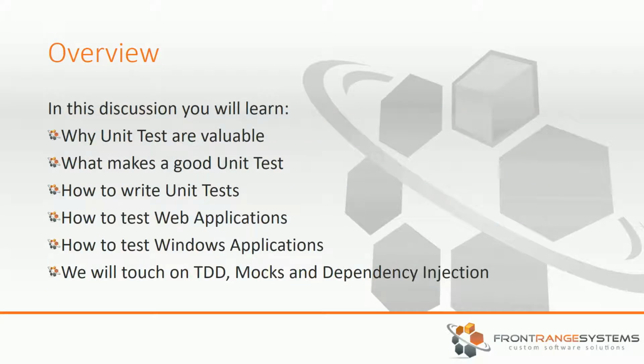So here's a brief overview. We're going to discuss why unit tests are valuable. I know a lot of times people want to write unit tests, but really have difficulty understanding the value of a unit test. We're also going to cover what makes a good unit test and conversely what makes a bad unit test. We're going to write some unit tests, and we're going to show how to test web applications. Like I said previously, it's Web API and MVC applications. And then we're going to test a WPF application. And then we'll touch briefly on test-driven development, mocks, and dependency injection.